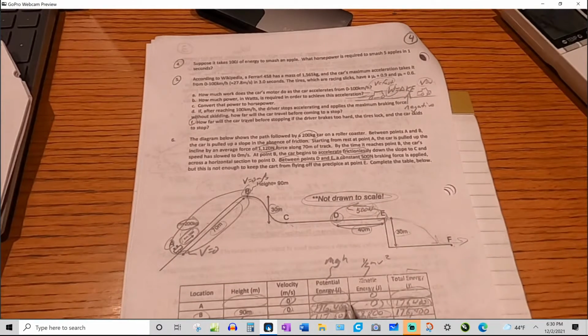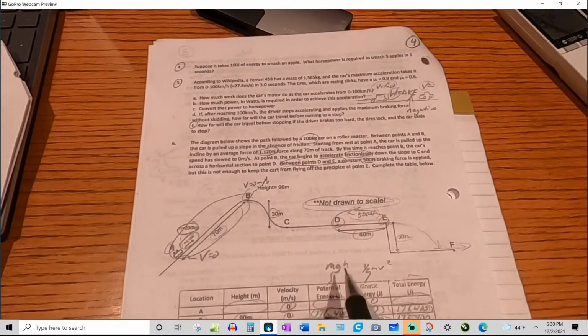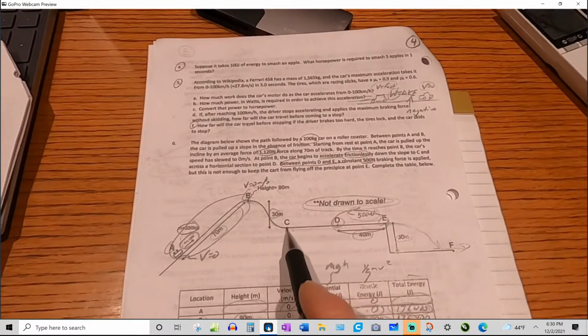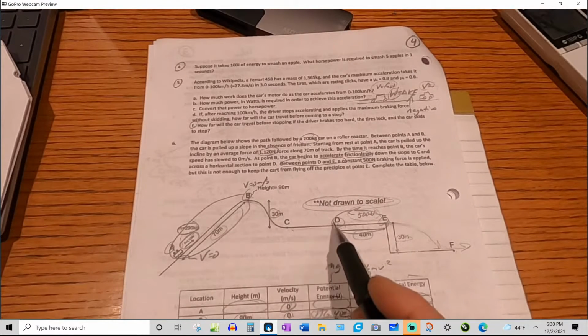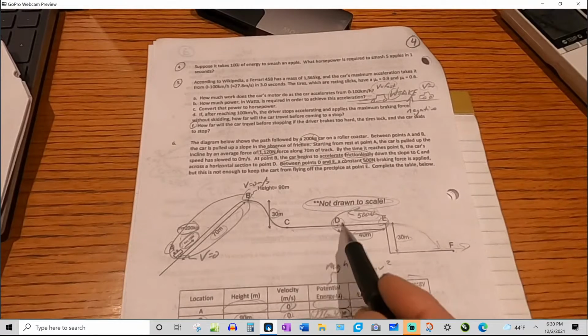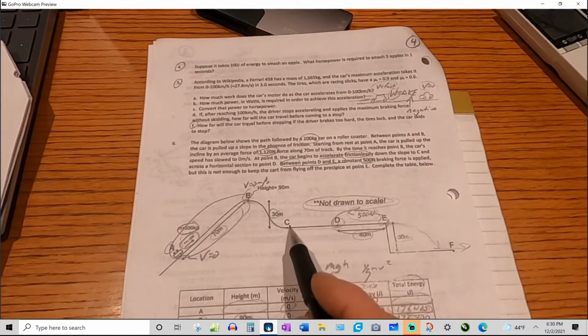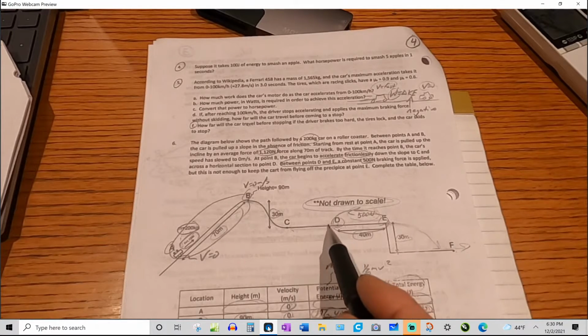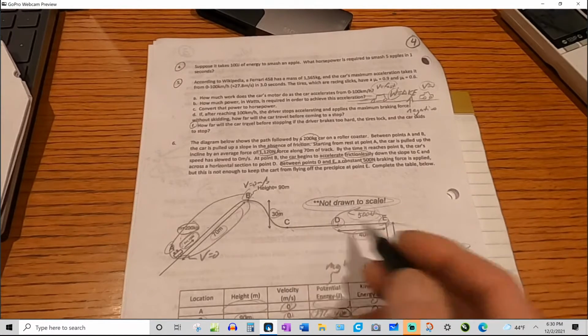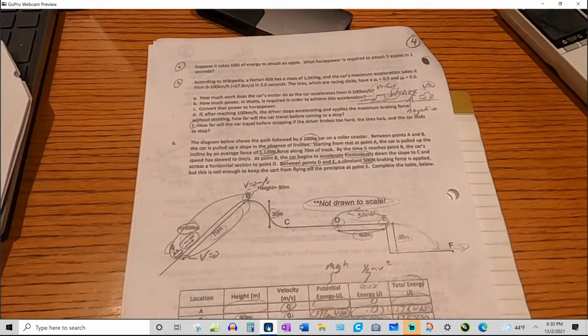And I can keep doing this. At letter D, we've got the same potential energy. We also have the same total energy because there's no friction here. There's no work done on this from outside the system. So the total energy is conserved. And since the potential energy stays the same all through here, the kinetic energy also does.